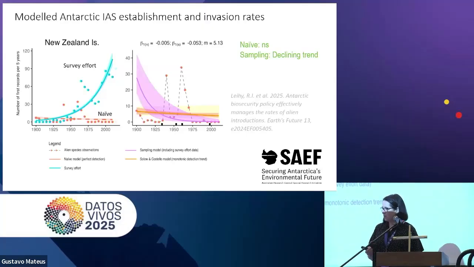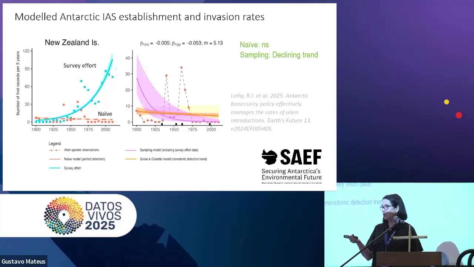If we look on the right-hand side, the purple line is the sampling model, and the red modeled line with uncertainty is the naive model. First of all, for this particular location, which is actually the sum of the New Zealand subantarctic islands, the naive model was not significant. In other words, it suggests that there'd be no change in the introduction rate. The sampling model, however, showed that there was a declining trend, and B1S is the sampling model's rate parameter.